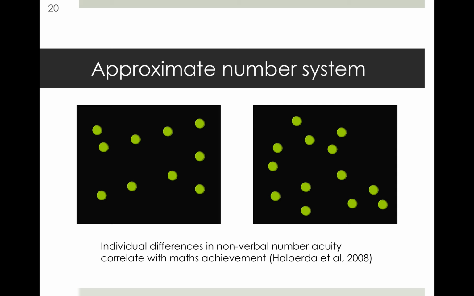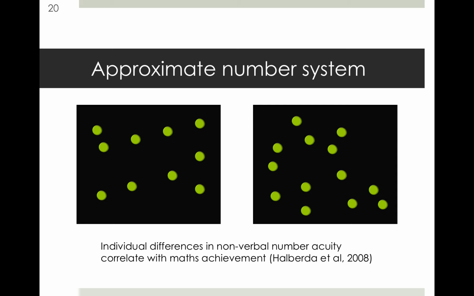And if you don't think that that's relevant or important for education, it turns out that individual differences in this nonverbal number acuity, or the ability to estimate numbers, actually correlate with math, with your PSATs. How many of you had to take the PSATs before taking the SATs? That's a common scholastic aptitude test. It turns out that PSAT scores correlate quite well with nonverbal number acuity, with your approximate number system.